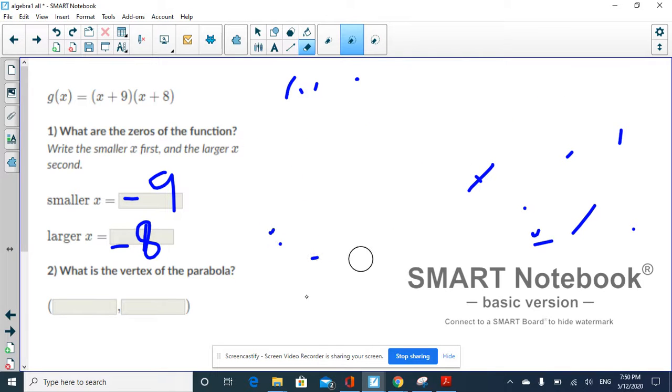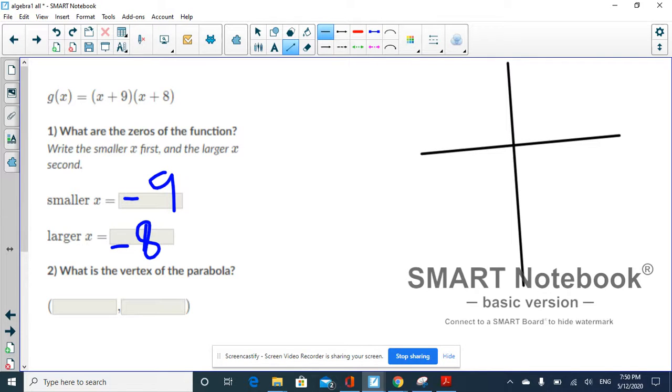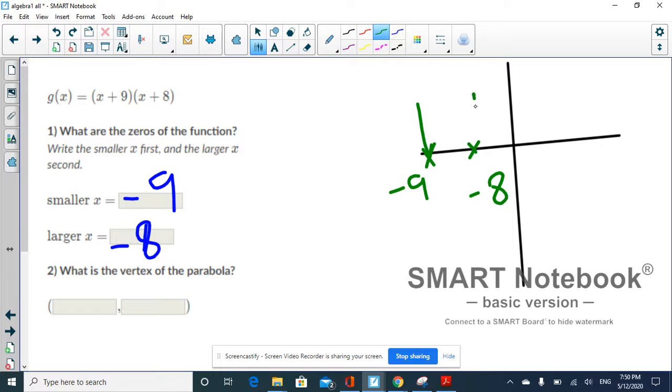How can we find the vertex if we have the two solutions or the x-intercepts? There is another method to find it by finding the axis of symmetry. Okay, if we graph this, first it will open up because it's positive, and the two intercept points -9 and -8. That means the parabola will pass through these two, but the vertex will be somewhere here in the middle.